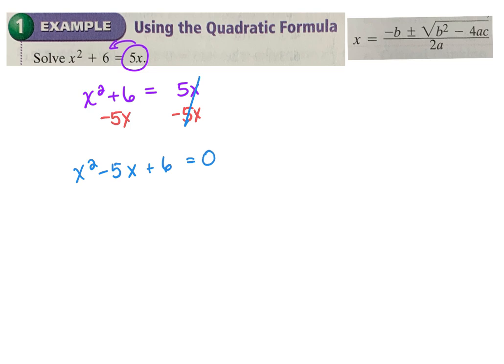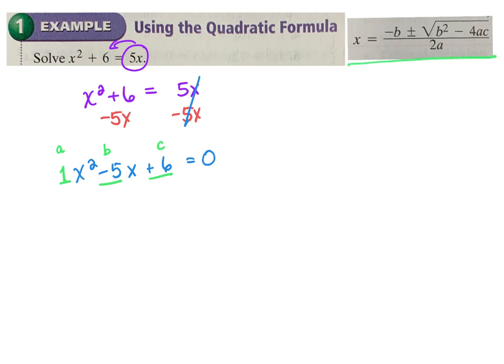So we're going to first figure out what our a, b, and c is. Our a is the number in front of x squared. So what is our a? 1. A 1. So this is my a. What is my b? Specifically, negative 5. And what is my c? 6. And now I'm going to use this formula right here and plug it in.